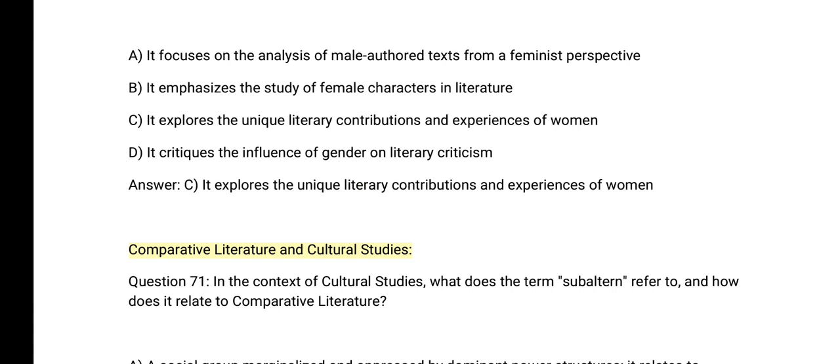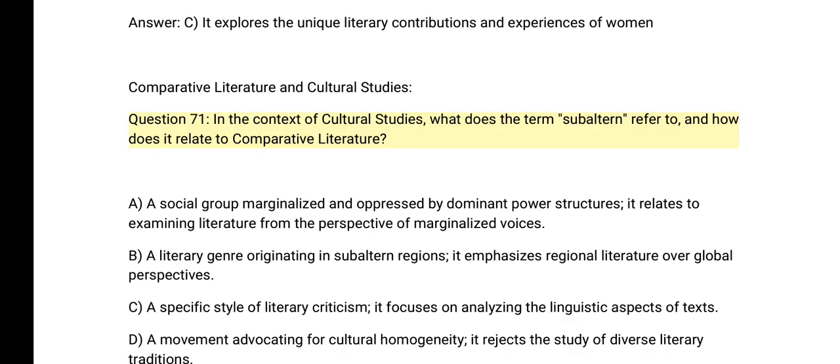Comparative literature and cultural studies. Question 71. In the context of cultural studies, what does the term subaltern refer to, and how does it relate to comparative literature? A. A social group marginalized and oppressed by dominant power structures. It relates to examining literature from the perspective of marginalized voices.